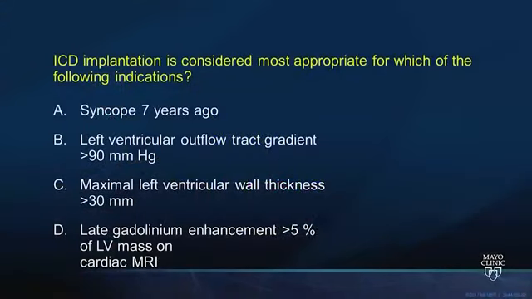Okay, last question. ICD is considered most appropriate for which of the following? Syncope 7 years ago, outflow tract gradient greater than 90, wall thickness greater than 30, or GAD enhancement greater than 5%?